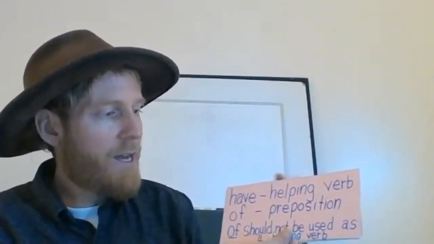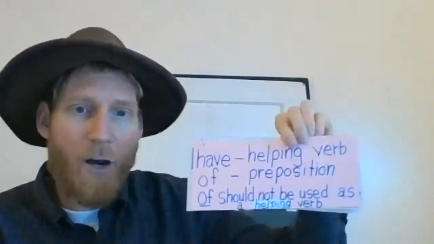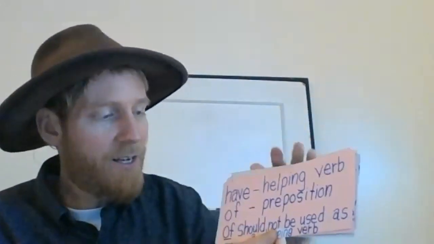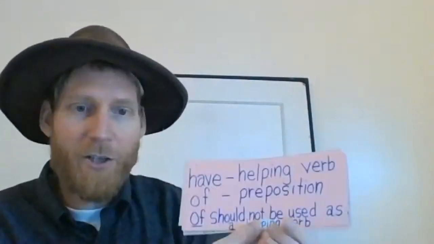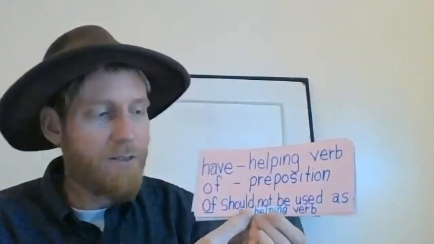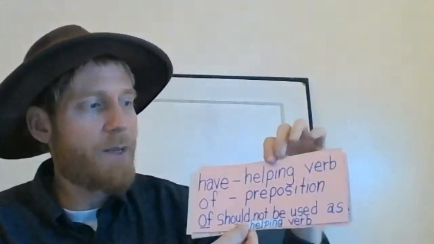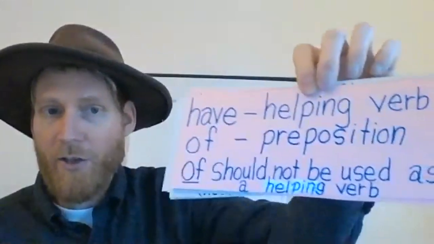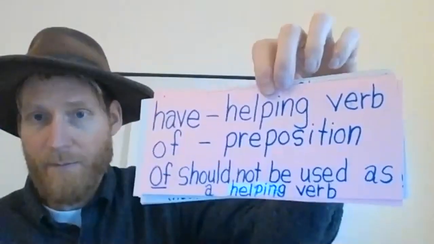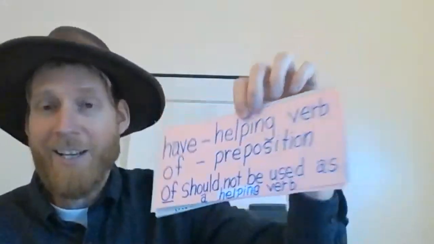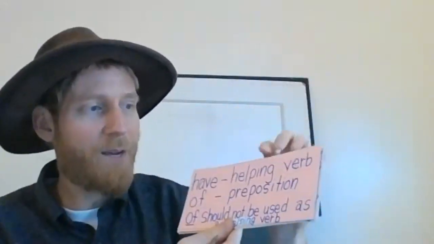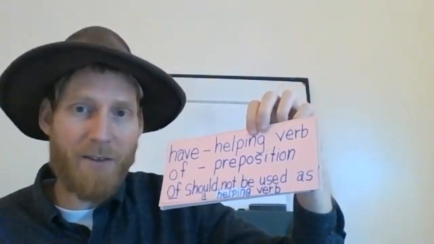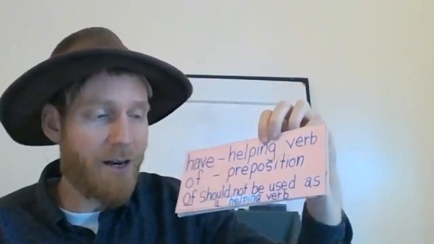Have and of. Have is a helping verb, right? Have, has, had, do, does, did, right? Of is a preposition. It's on your preposition list. So of should not be used as a helping verb. Shouldn't. Have you ever done that before? I think we all have, or said, oh, I should of done that. I should have done that, not of.